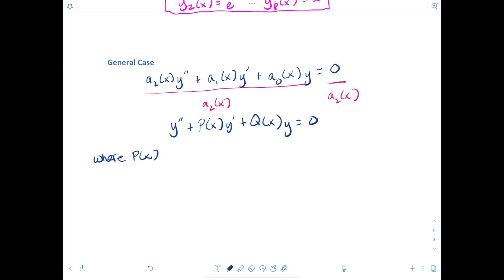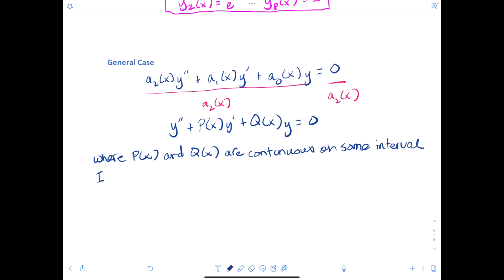And so p at x and q at x are continuous on some interval I. And we're going to also assume that y1 at x is a known solution.